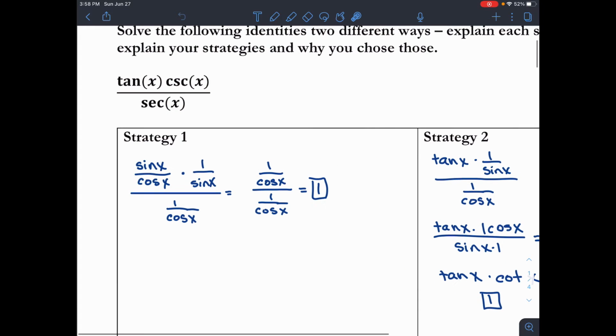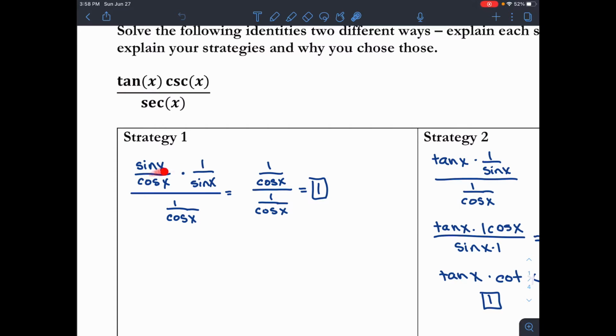So first, we can convert this tan into sine x over cosine x because these two are equal, and cosecant x is basically the reciprocal, which is 1 over sine x. So these two are multiplied, and we know that secant x is the reciprocal of cosine, so we have 1 over cosine x.